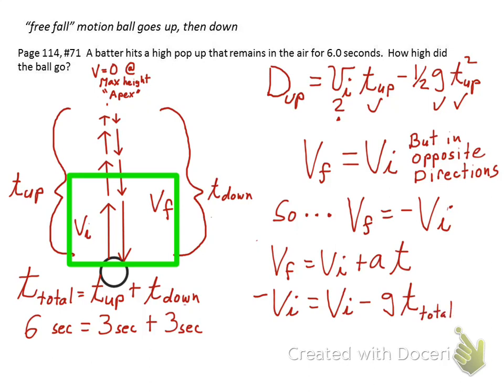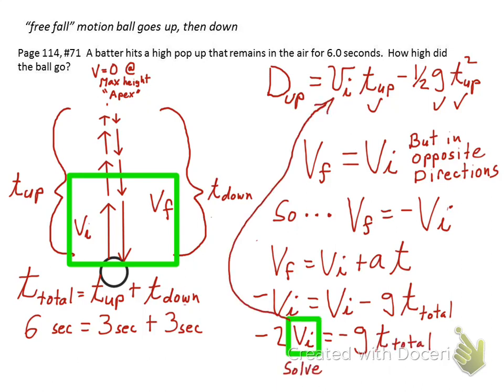So what we can do is just say, well, v final is the same as v initial, just the negative of the v initial. So let's take one of our magic 5 equations. v final is equal to v initial plus acceleration times time, and substitute in. v final is just the negative of v initial, and acceleration is just negative g. We do a little algebra, I solve for v initial, plug it back into my distance up equation, and then I can solve.